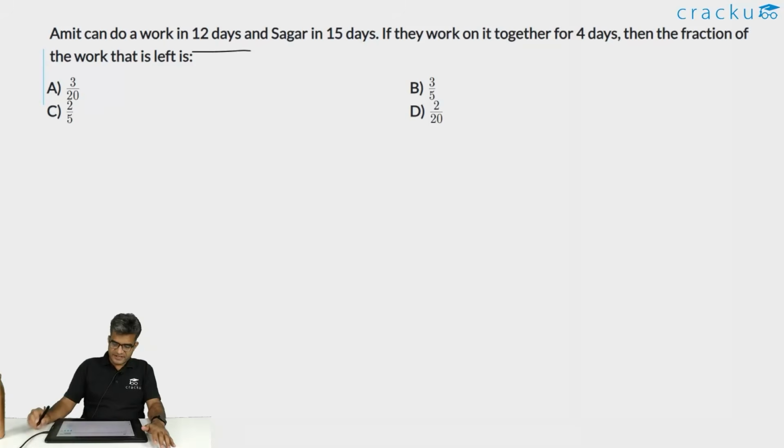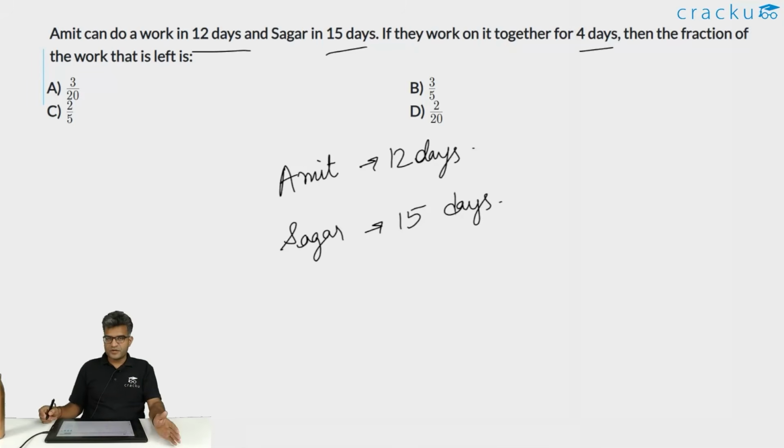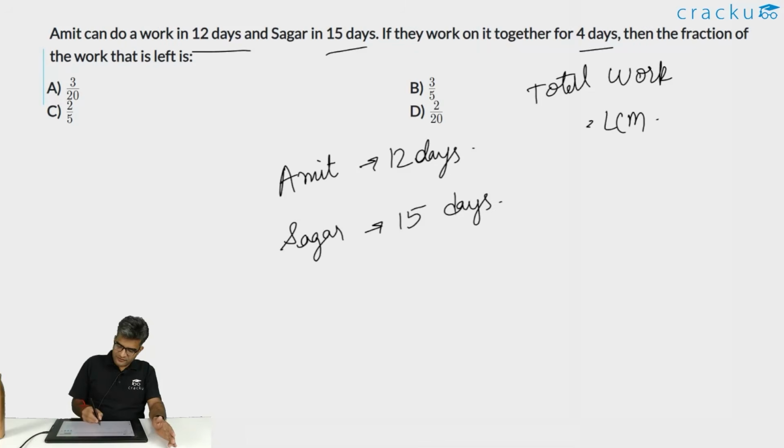Amit can do a work in 12 days, Sagar can do it in 15 days. If they work on it together for 4 days, the fraction of the work that will be left is. So Amit can do a work in 12 days. Sagar can do it in 15 days. Again, we don't compare the time that they take to finish a job. Let us assume that the total work that needs to be done is the LCM, the least common multiple of 12 and 15. What is the LCM of 12 and 15? That is 60 units.